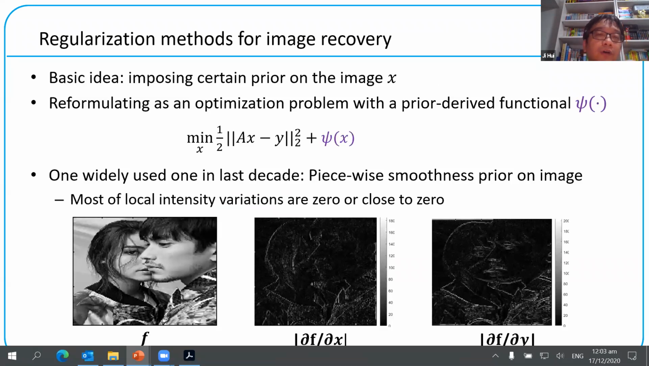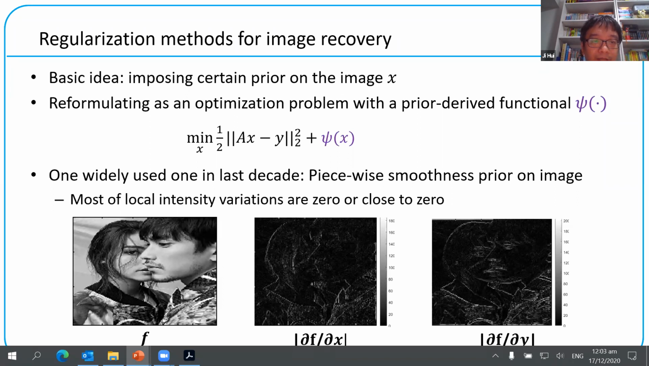All right, so over the last 2 decades, regularization is one widely used technique. The basic idea is you impose certain priors on the image you want to recover so that you can constrain the space of the solution. So basically, it can be formulated as an optimization problem with a regularization functional, which is derived from the prior you imposed. So you have such a problem to solve.